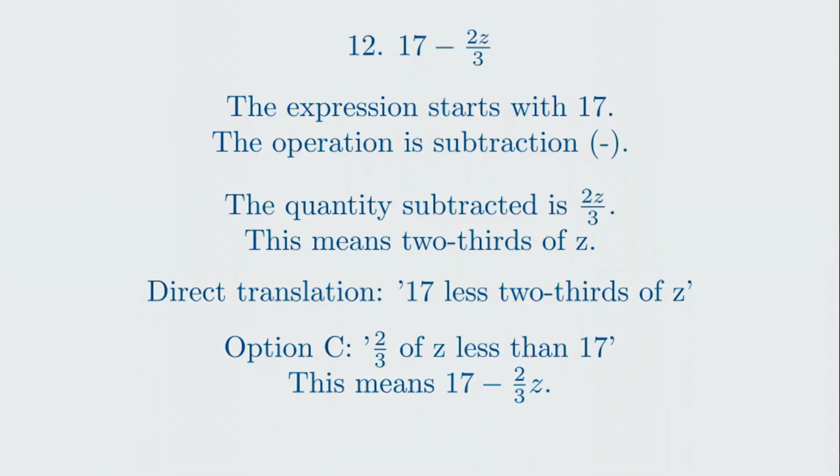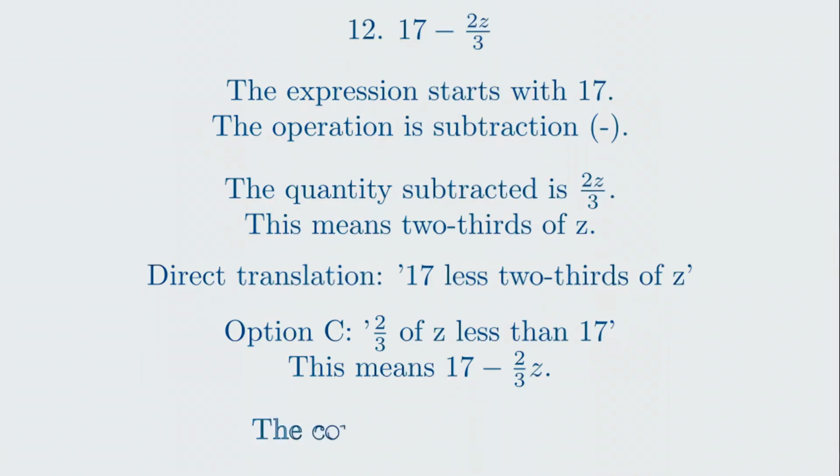Let's quickly check the other options to see why they are incorrect. Option A, 17 increased by 2/3 of z, would be 17 plus 2z over 3. Incorrect. Option B, 2 over 3 of z increased by 17, would also be 2z over 3 plus 17, or 17 plus 2z over 3. Incorrect. Option D, 17 more than 2/3 of z, is equivalent to options A and B. Incorrect. So the correct answer is C. The key is to correctly interpret the phrase less than as subtraction, and to remember that the order is reversed in that construction.